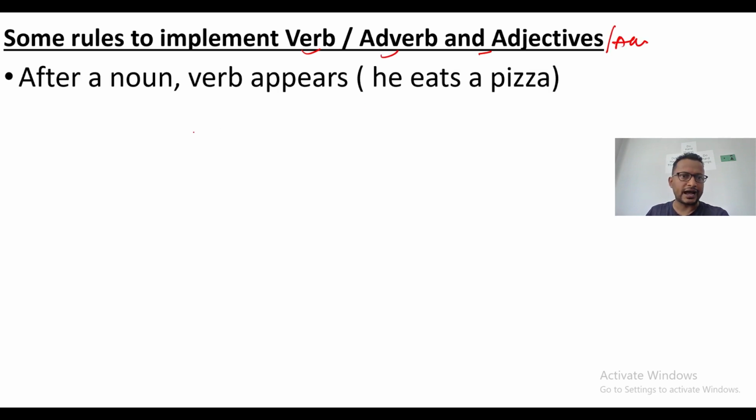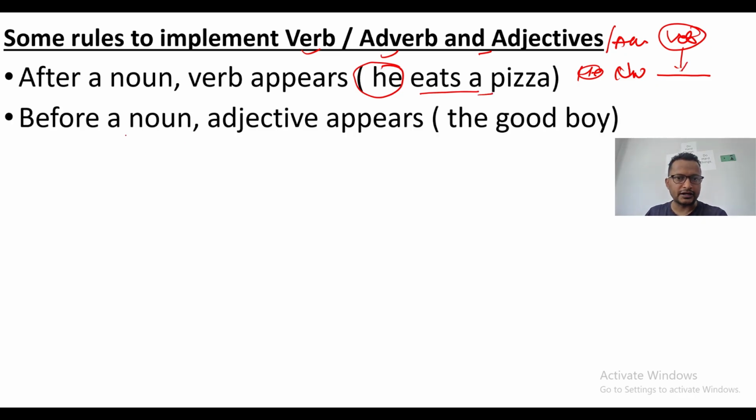Let's say after a noun, a verb appears. For example, "he eats a pizza." See, "he" is a noun, pronoun, whatever you call it. So after a noun, if there is a blank, then your eyes should go only to the option for a verb. Generally, after a noun, a verb appears. See, he eats a pizza.